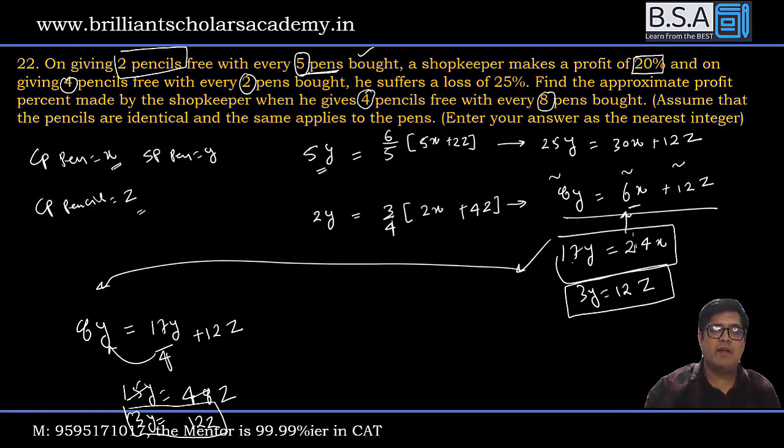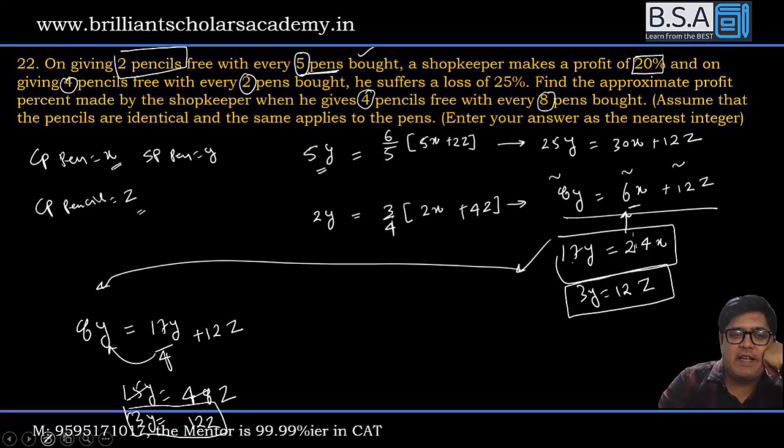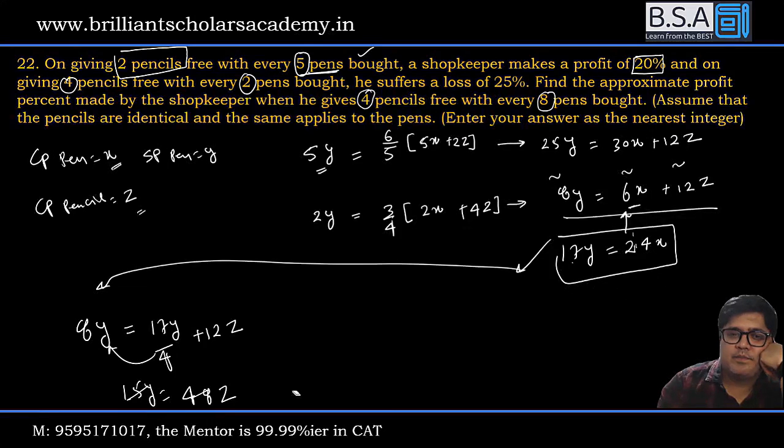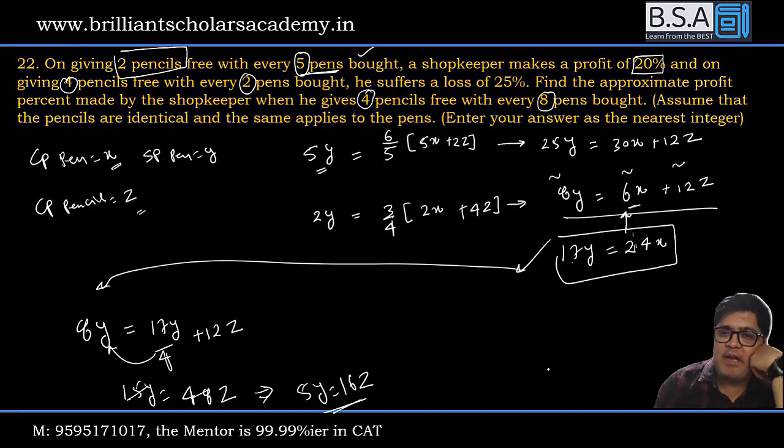3 cancel करेंगे बेटा, 5 cancel नहीं होगा, 3 cancel होगा. Cancellation error will cost you. 3 cancel होगा तो 5y is equal to 16z. ये काफी बड़े कैलकुलेशन जाएंगे.